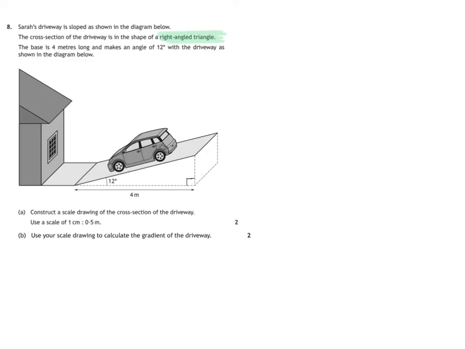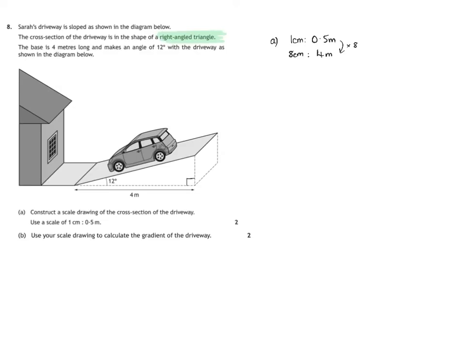And it's asking us to construct a scale drawing of the cross-section of the driveway using a scale that 1 centimetre is the same as 0.5 metres. So I'm going to go up here to do A. So we know that 1 centimetre is going to be 0.5 metres. We actually have 4 metres, so how many 0.5s make 4? And it is 8. So it means our line is going to have to be 8 centimetres long.